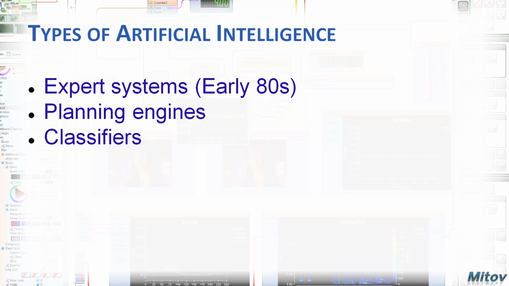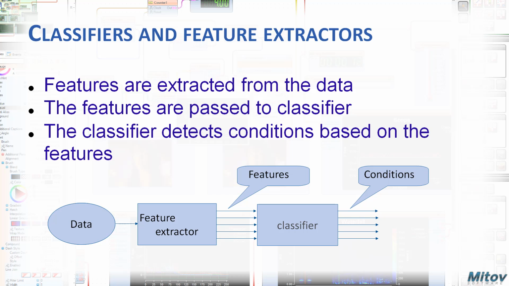This was a new artificial intelligence approach. Here is how a classifier works. A special module called a feature extractor extracts features from the data. Those features are sent to a classifier. The classifier looks at those features and attempts to determine what the data is, resulting in output conditions or classes.